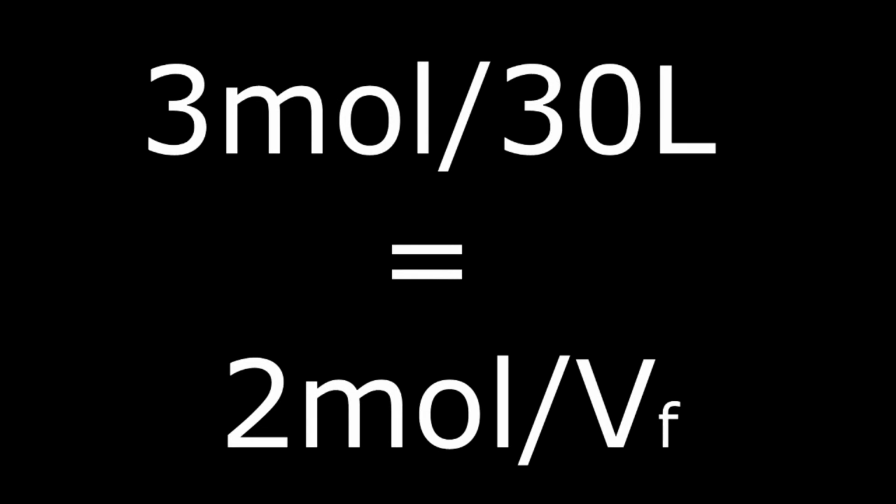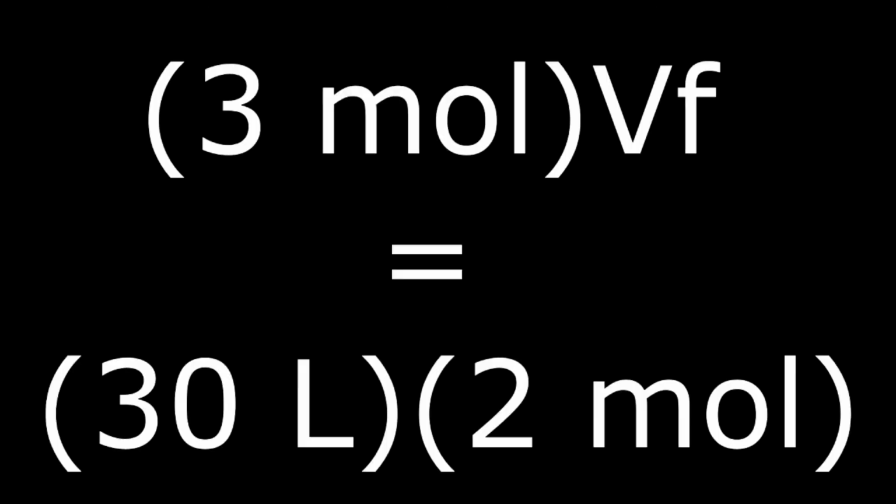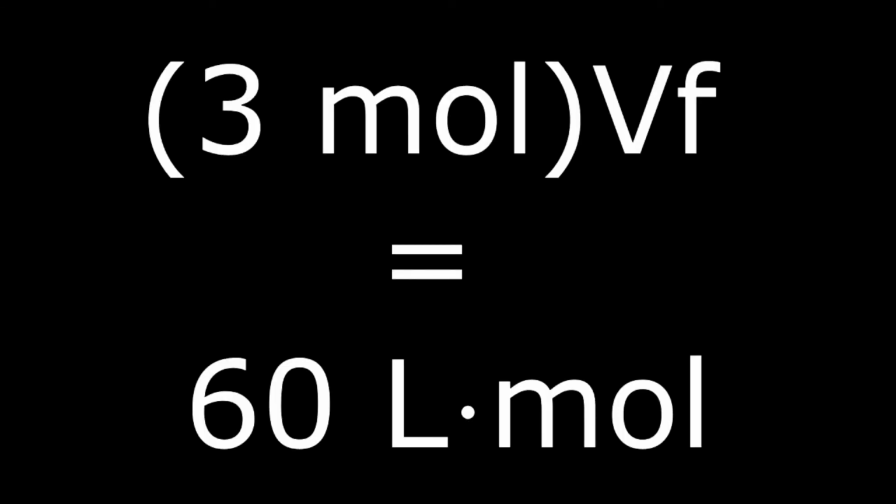Part A. One balloon has 3 moles of gas in 30 liters. The other has 2 moles in an unknown volume. Plug these values into the above ratio. 3 moles divided by 30 liters is equal to 2 moles divided by the final volume. To solve for the final volume, 3 moles multiplied by final volume is equal to 30 liters times 2 moles. 3 moles times final volume is equal to 60 liters times moles. As a result, the final volume is 20 liters. You would expect less gas to take up a smaller volume. In this case, 2 moles of gas only took up 20 liters.